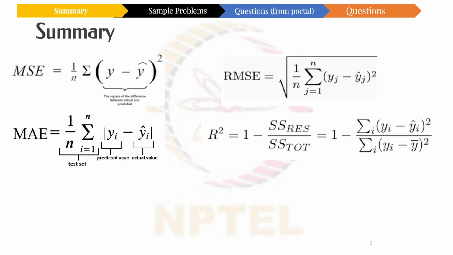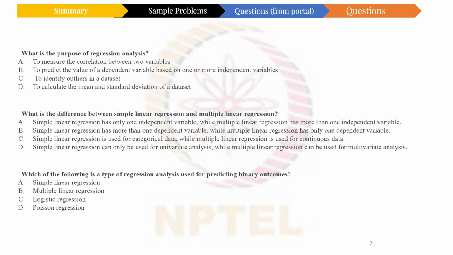Then we have R square, which measures the proportion of variance in the output variable that is explained by the regression model. Sometimes there is an updated term, adjusted R square, which is a modified version of R square that takes into account the number of input variables in the model.